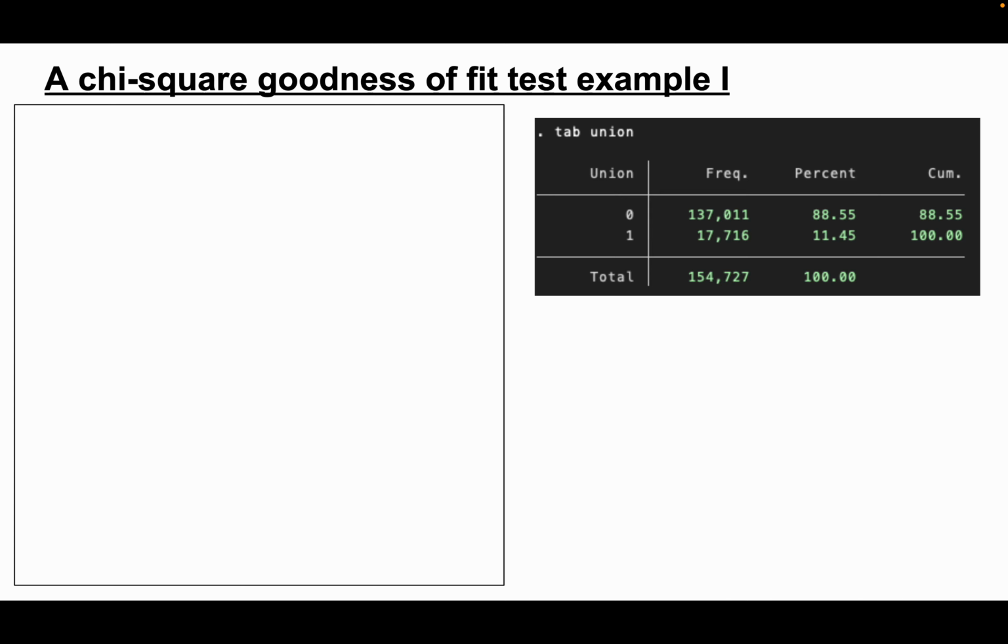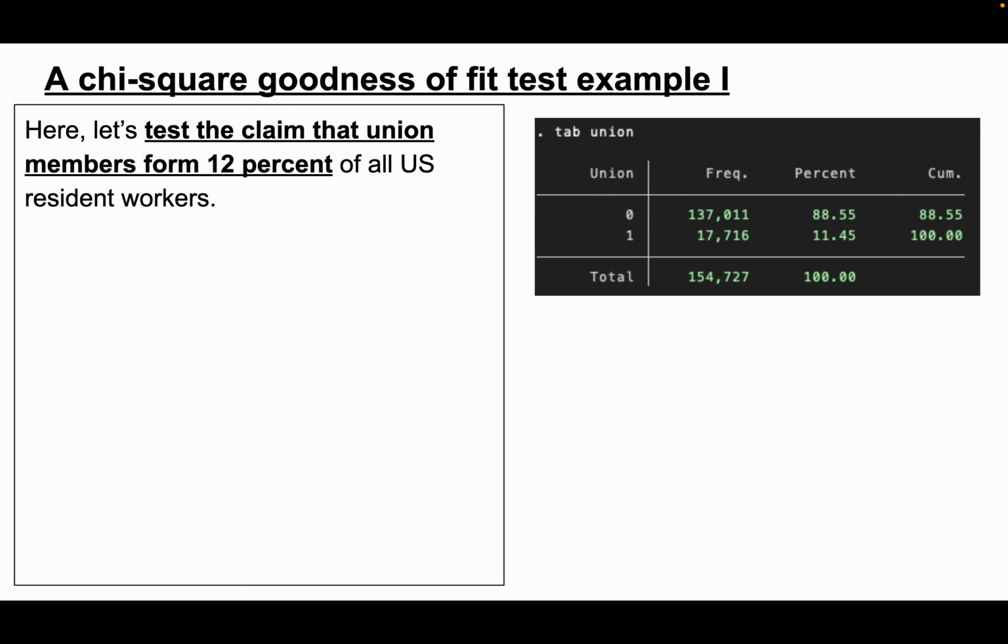So let's go ahead and carry out our example. We're going to test the claim that union members form 12% of all US resident workers, and the way we're going to get our expected counts is now, instead of using the marginal distribution of a second variable and then saying, okay, that marginal distribution should match the conditional distribution for each value of the first variable, and then we'll find the counts on that basis.